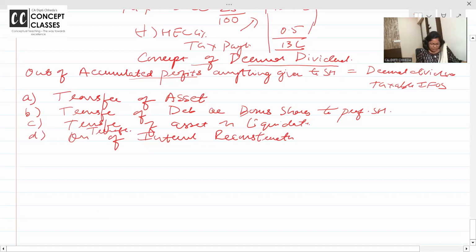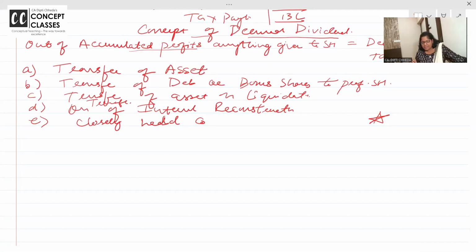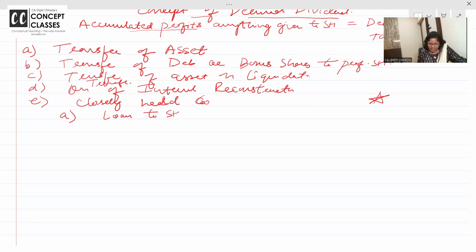Right? And the last one is in case of a closely held company. This is very important. Star marked, section 2, clause 22, sub-clause E. This is the most asked question in the exam for 3 marks. What questions were already asked, that I'll also take after this. A closely held company is giving, number 1, a loan to a shareholder out of accumulated profits.